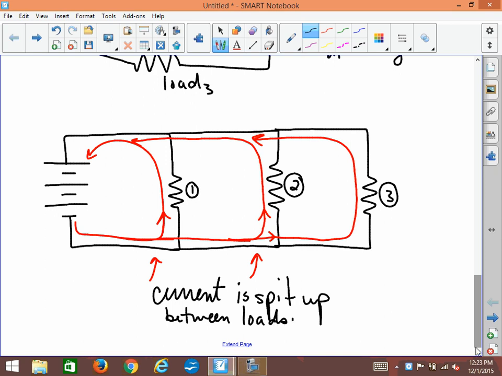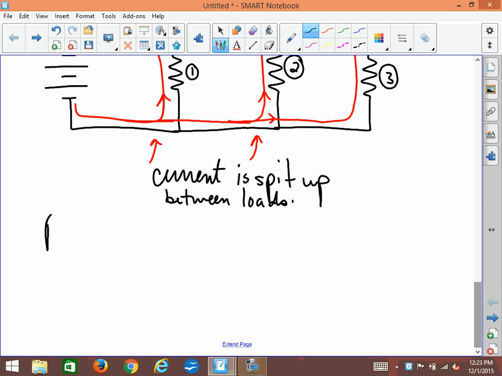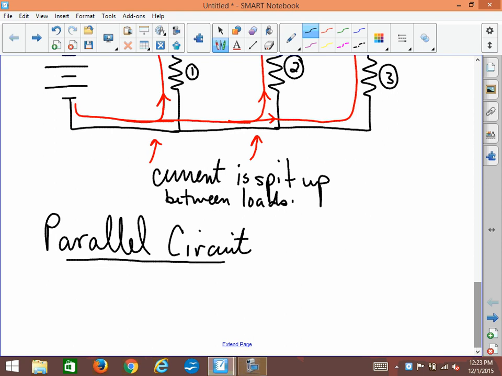All right. And of course, this second type of circuit has a name. It's called a parallel circuit. I suppose I should have written that first. I'll write it at the bottom here. It's called a parallel circuit because you can see how the loads are sort of lined up parallel to each other. Parallel circuit.